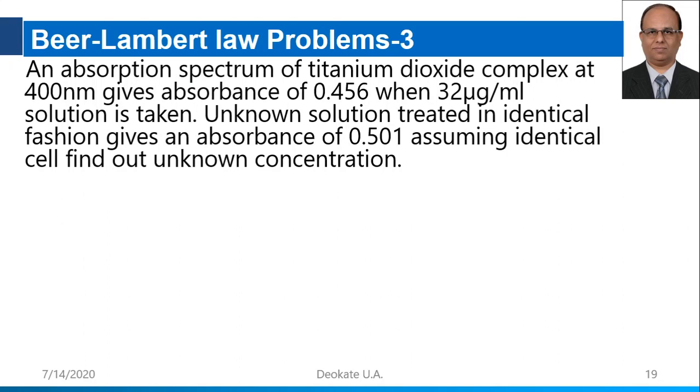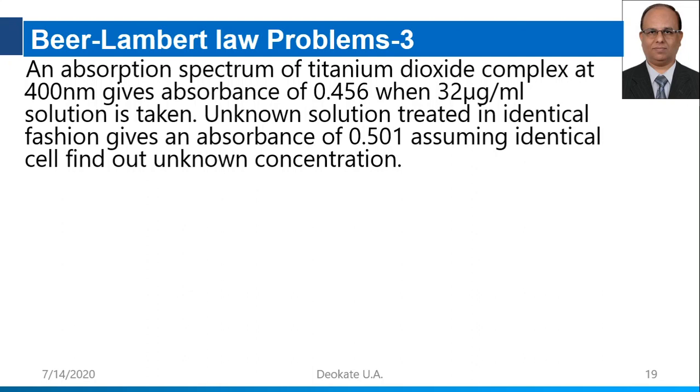An absorption spectrum of titanium dioxide complex at 400 nanometer gives absorbance of 0.456 when a concentration of 32 microgram per ml solution is taken. Now an unknown solution treated in identical fashion, means we have the same path length and the same molar absorptivity values, gives an absorbance of 0.501. Assuming identical cell, find out the unknown concentration.